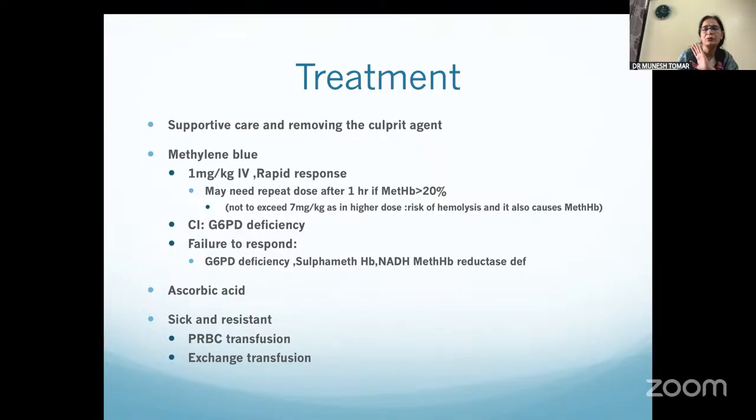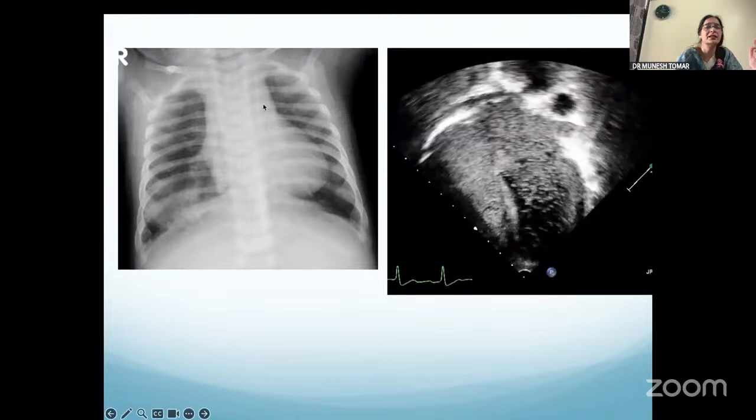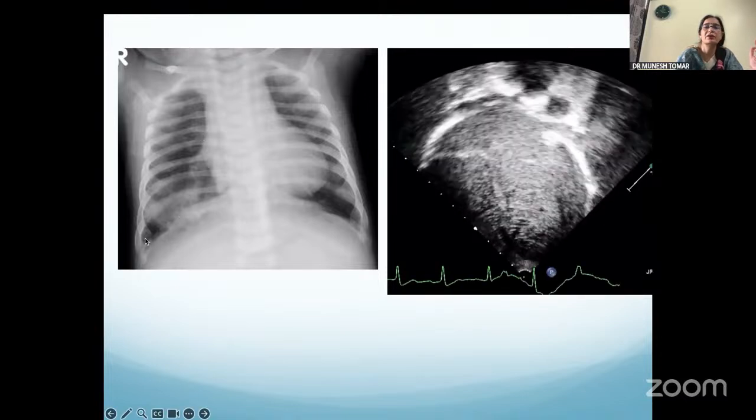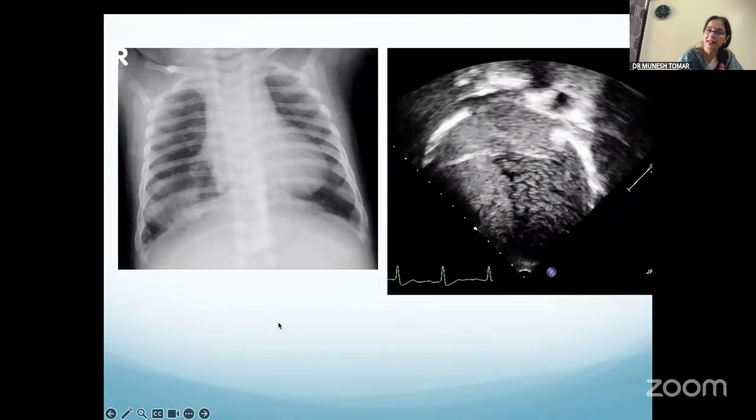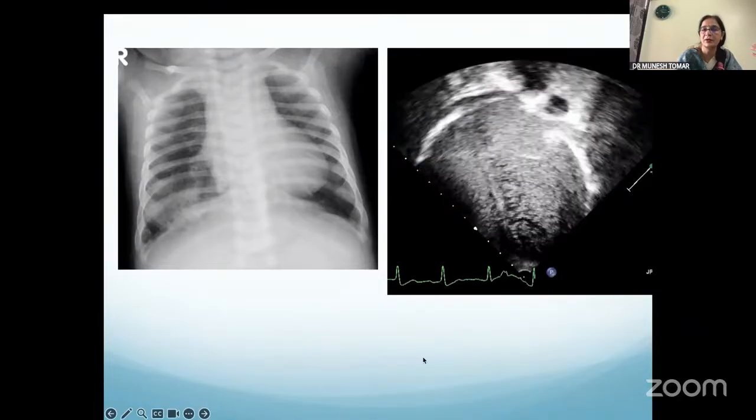But methylene blue, whenever I saw these patients, acts wonderfully to save these babies. This is a 5-month-old with cyanosis again, and he was treated as pneumonia. So this was the patch. He was treated for pneumonia. Echo was normal. Then I went towards the saline contrast echo.